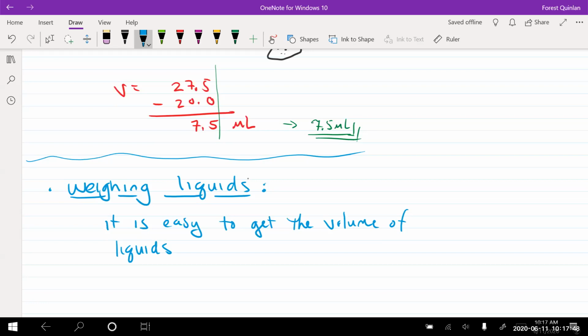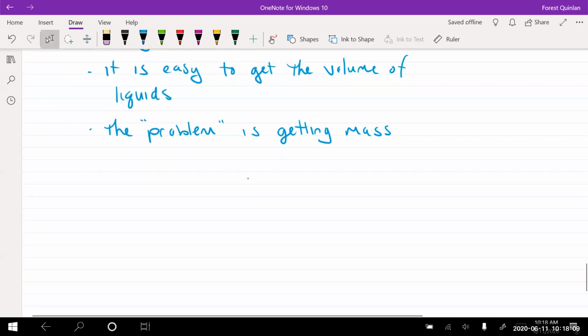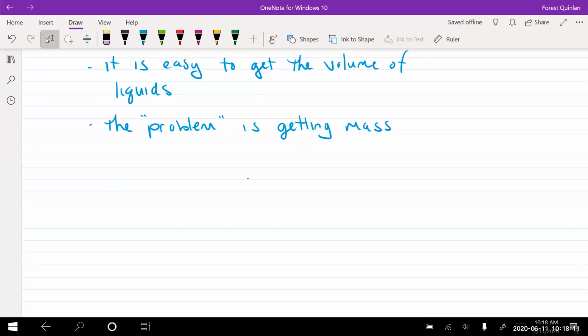I'm going to say problem in quotes. And the reason why I say it's a problem is it's not a problem. We can get this by doing a mass by difference. If we can do a volume by difference, and we just take the final minus the initial, we can do the same with a mass. The problem is getting mass. The solution, we'll do mass by difference.